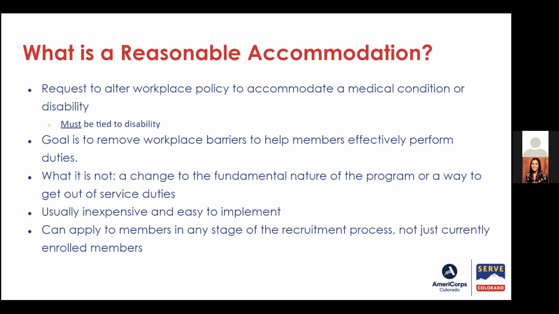Something that it is not is a change to the fundamental nature of the program or a way to get out of certain service duties. Although this can seem daunting, most accommodations are inexpensive and easy to implement. Something to note also is that accommodations can apply to members in any stage of the recruitment process. So this means an applicant could also request an accommodation, and if they do, this cannot be a determining factor for offering them a position to serve.